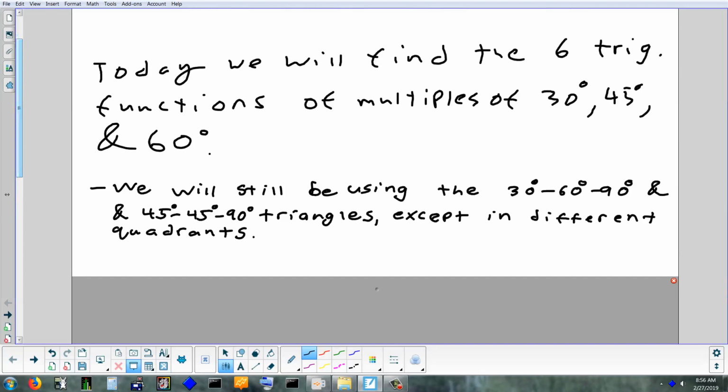What are the two fractions that come up in the 30-60? 1/2 and root 3 over 2. Yep, so we're still going to use 1/2 and root 3 over 2 for the short and the long side, respectively. And what about for the 45-45? Yep. Root 2 over 2. Still going to use those same fractions.